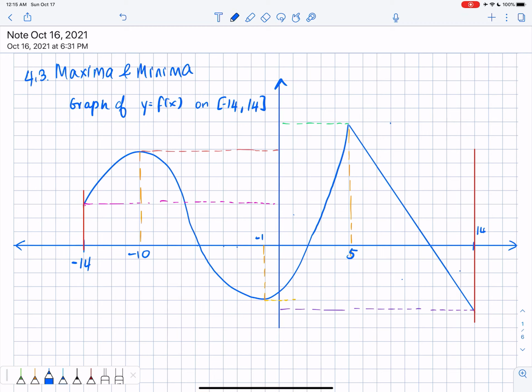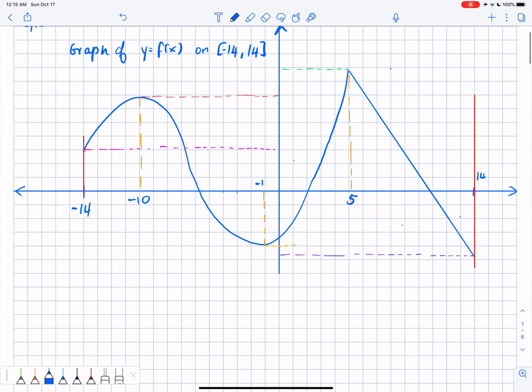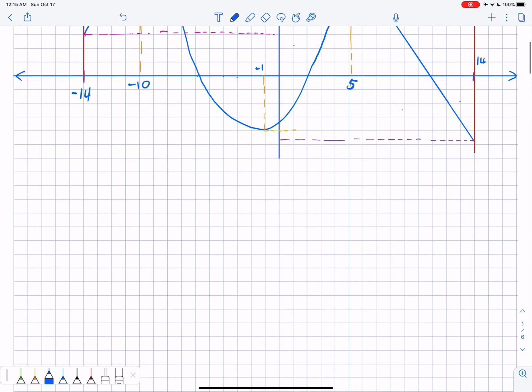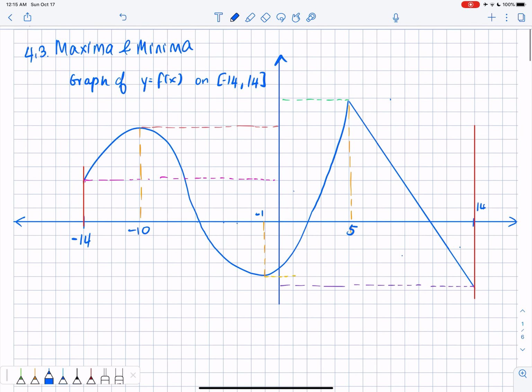Hi, in this video what I'm going to do is go over the basic definitions in maxima and minima and mention a couple of theorems and also go over some examples. Okay, so let's start with this graph of the function y equals f of x on the closed interval negative 14 to 14.